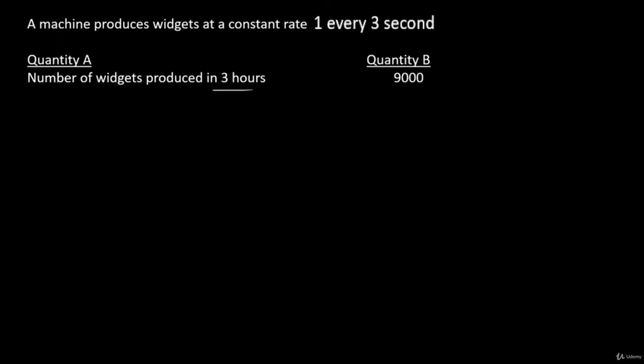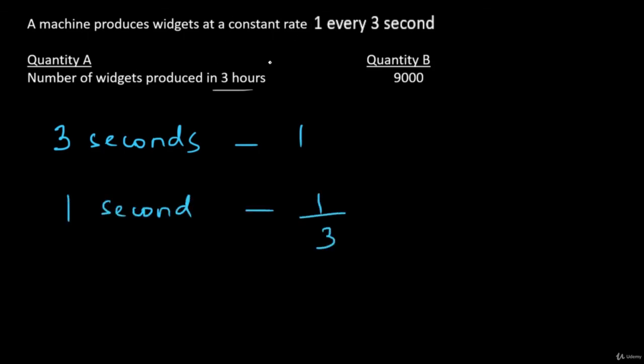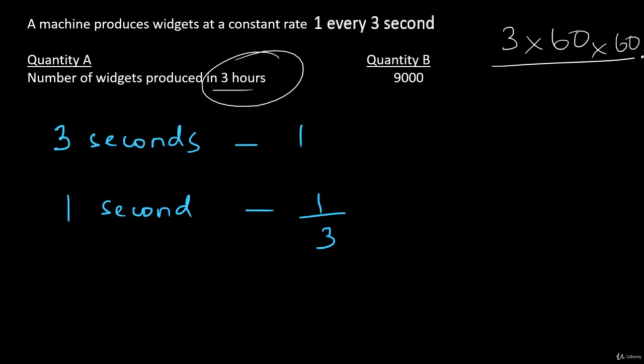Now, it's given that in 3 seconds, one widget is produced, right? So in 1 second, 1 by 3 of a widget would be produced. Now we have 3 hours over here. Converting this into minutes is by multiplying with 60. So we have 3 into 60 minutes and 1 minute is 60 seconds. So if you multiply this with 60, you get the number of seconds in 3 hours. So we have 3 into 60 into 60 seconds.